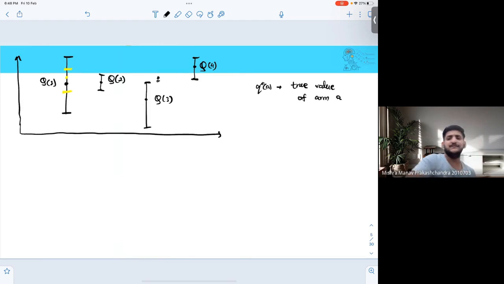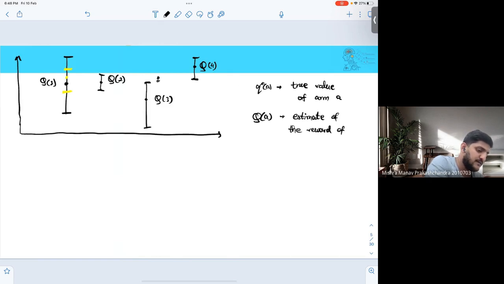So this is something that we don't have access to. This is something that the environment gives. The environment knows, the agent doesn't have an idea. The agent tries to estimate this Q star value. So my capital Q is an estimate of the reward of arm A.